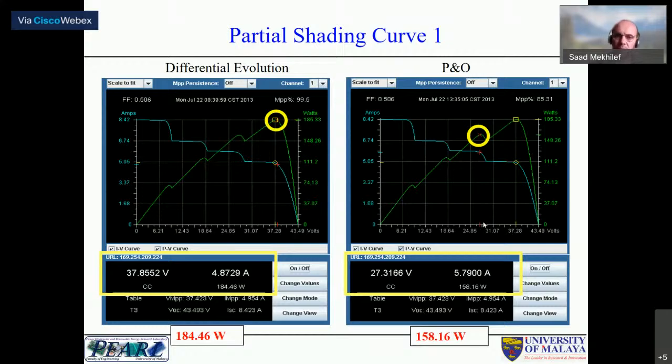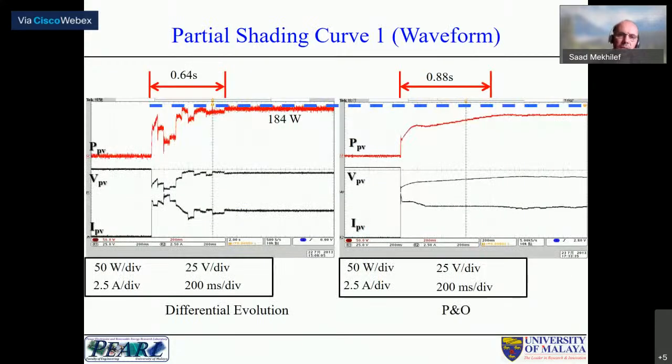So this is in terms of tracking the entity. And this is the curve, how it looks like. So we zoom in, and then you see the power. It takes around 0.64 seconds to track the entity, whereas the P&O takes 0.8 seconds. It's much slower. All right.